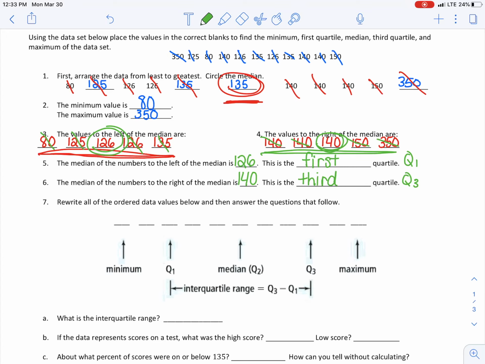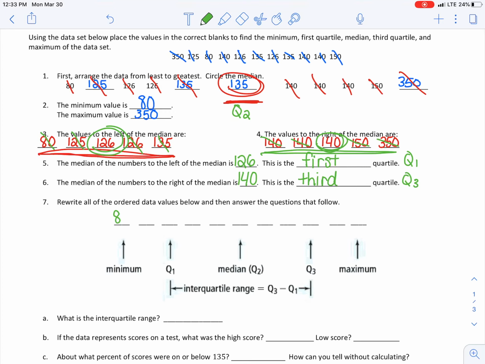If you're like, well, where did Q2 go? Q2 is the median of all of the data. So that original 135 that we found, that's your quartile 2. Okay, so then it says rewrite all of the ordered data values below and then answer the questions that follow.